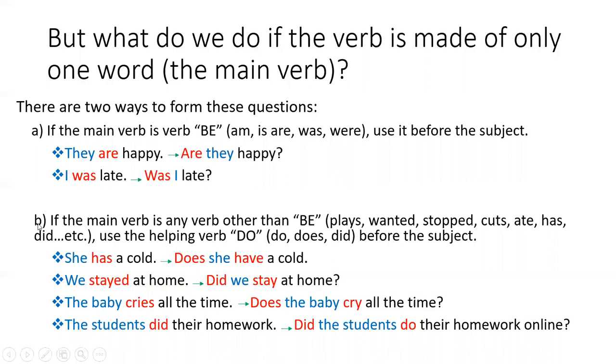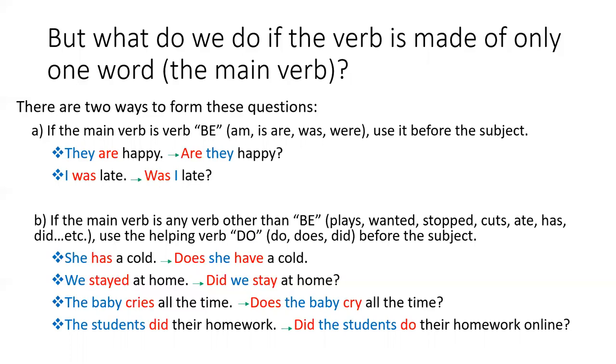There's another alternative. If the main verb is any verb other than be, that is, plays, wanted, stopped, cuts, ate, has, did, any other verb that is a main verb but doesn't have helping verbs, what do I do? I use the helping verb do in its different forms, do, does, did, before the subject. Of course, we talked about this before, and I think it's very clear for everyone that when I use the verb do, it takes whatever form or signal or sign that the main verb is carrying.